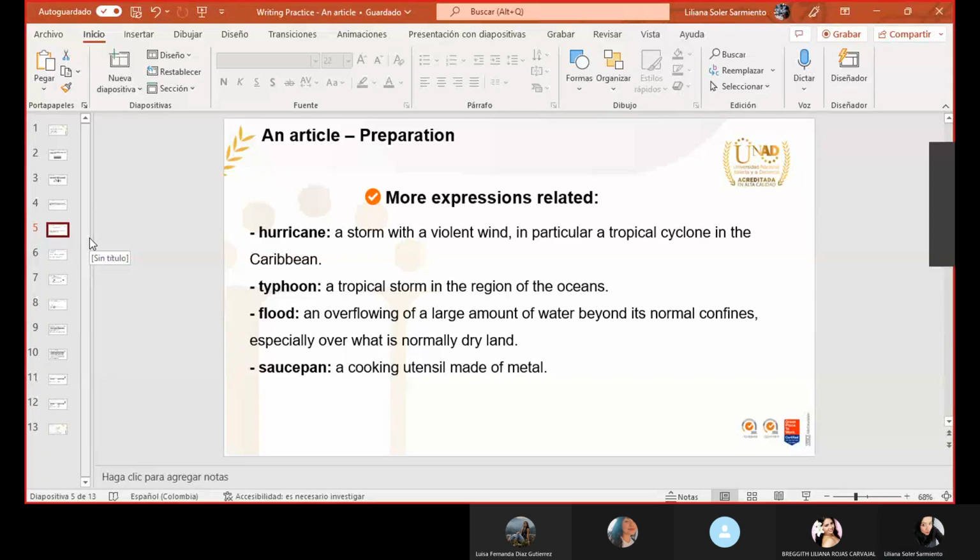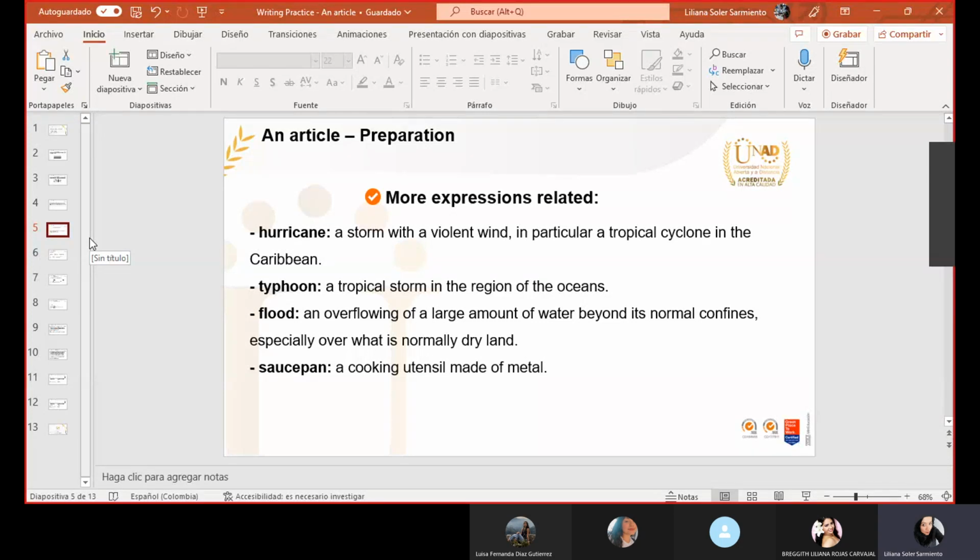Typhoon. Karen, could you read typhoon? A tropical storm in the region of the ocean. Region of the oceans. Yes, oceans, okay. A tropical storm in a region of the oceans. Okay, thank you.